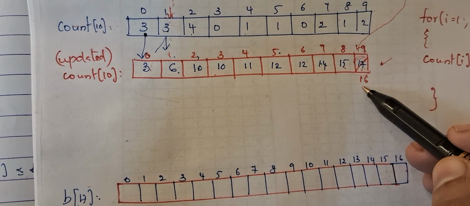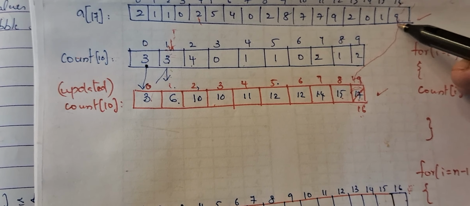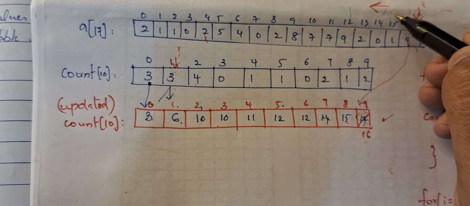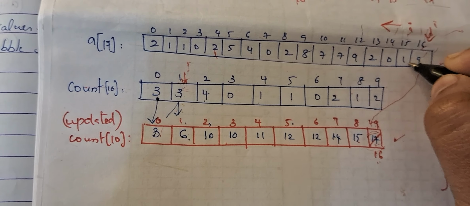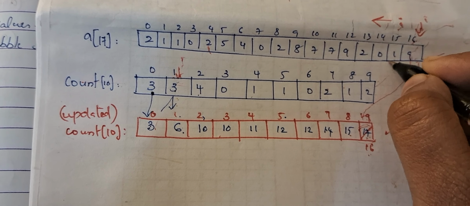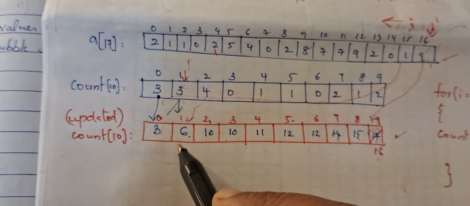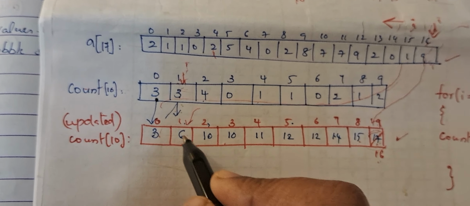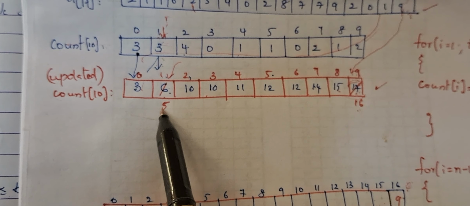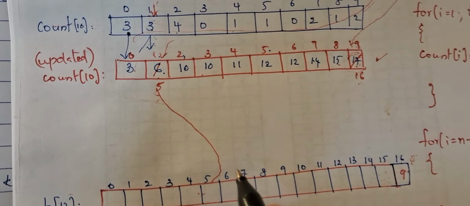So 16 is here. Go to 16 of the final array and store a of I value. Which value? 9. Then decrement I by 1. So now I is pointing to 15. So a of 15 equal to 1. Go to the corresponding index of the count array, count of 1 equal to 6. Whenever you see this, you need to decrement the value by 1. Then go to index 5 of this array. What is the value? 1. You need to store the value here.